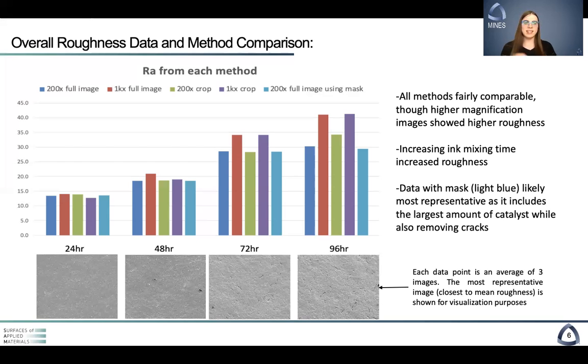For the next couple slides of data we're going to look at, the data with the mask was used because we decided that it was the most representative, as it included the highest amount of catalyst while also removing the cracks.